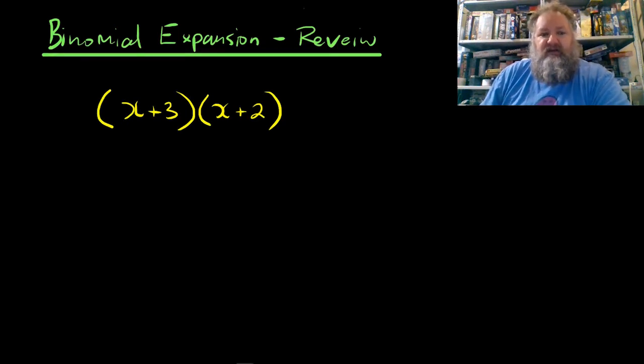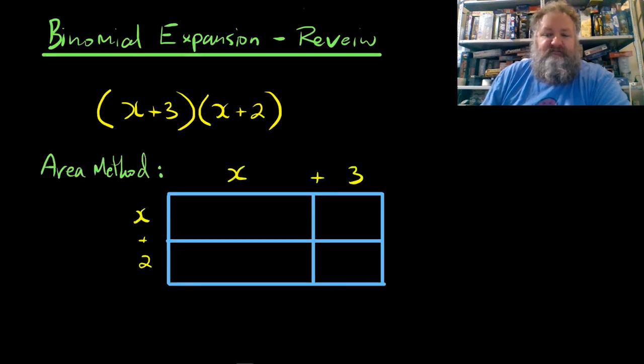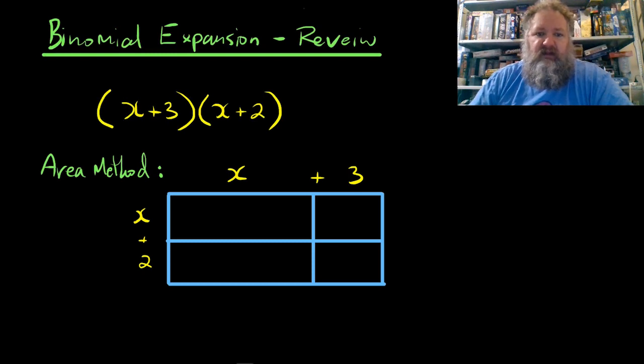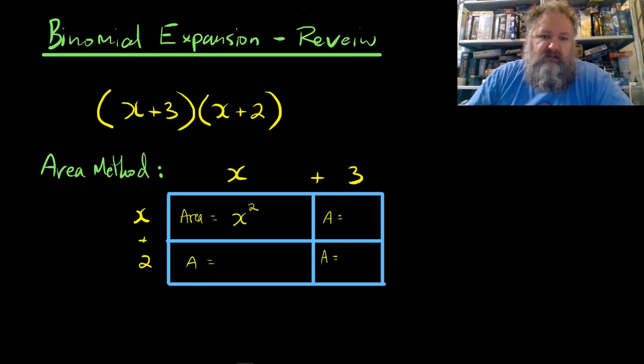Now, one method that I have talked about before is the area method, where you can imagine that we are looking at a two-dimensional shape, and that each of the sides of this shape are the sections inside of the brackets. Now, if we were to fill out this area by finding the area of each of the individual shapes, we would have the area of this shape, and then this one, and this one, and this one. And if we look at the corresponding widths and sides, this one would be x squared, this one would be 3x, this one would be 2x, and this one would be 6.